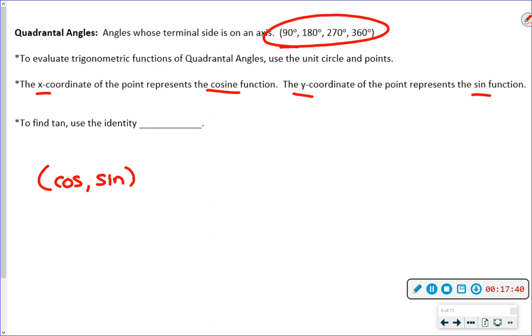Tangent does relate to these. Look on your yellow sheet in the second group under quotient identities. Tangent is what? Sine over cosine. So I can divide them out.